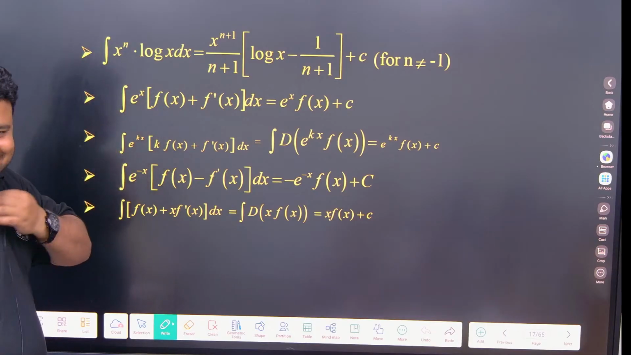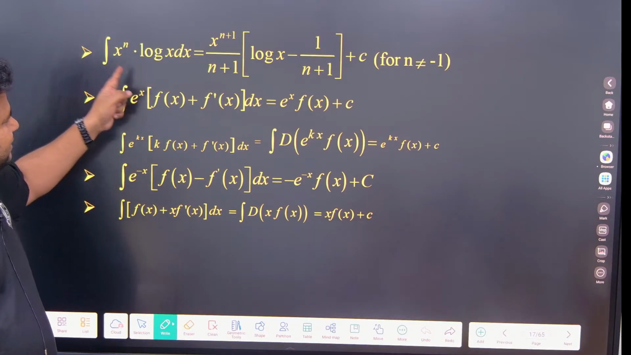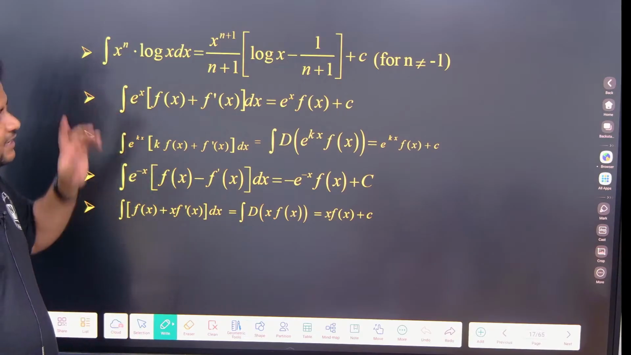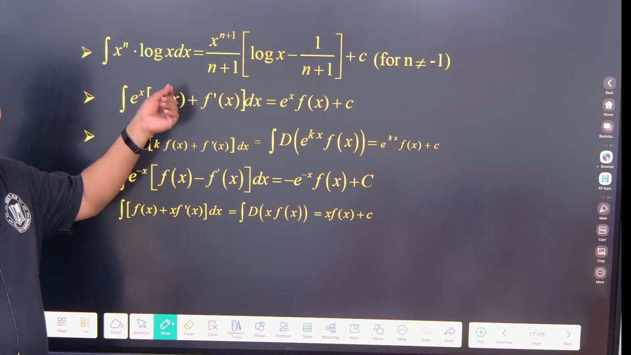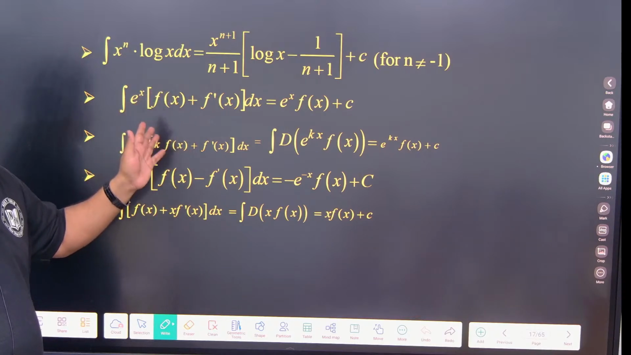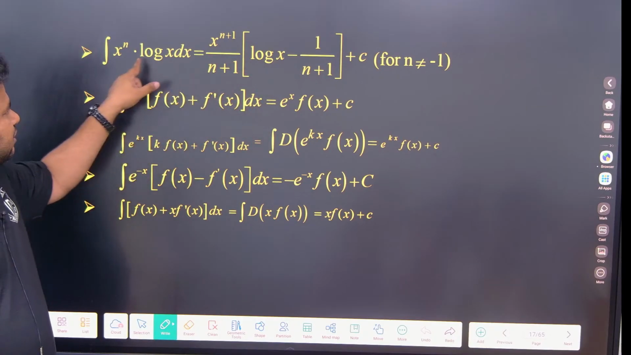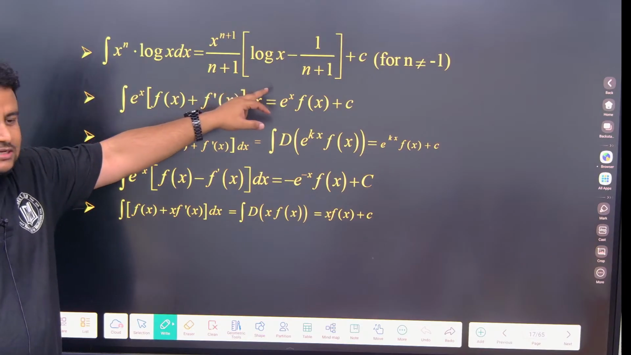Okay, fine. So this is the integral of x power n log x dx. Suppose you take the integral of x power n. It is x power n plus 1 by n plus 1. Log x is there, forget about log x. Within the bracket write minus 1 by n plus 1. Whatever log x is there, write log x inside. So x power n plus 1 by n plus 1, log x minus 1 by n plus 1.